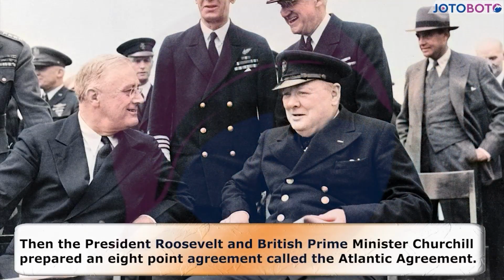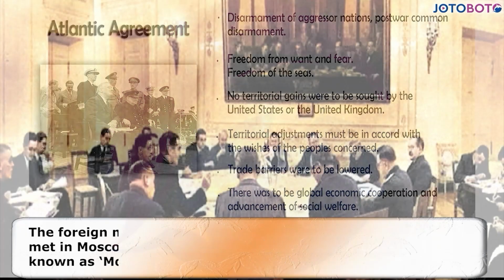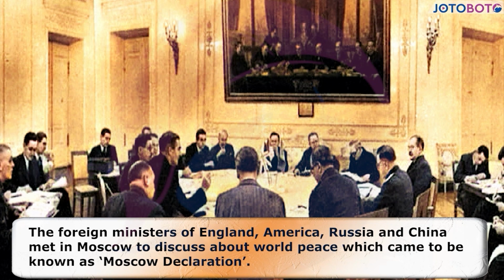President Roosevelt and British Prime Minister Churchill prepared an 8-point agreement called the Atlantic Agreement. The agreement covered further topics like social and economic welfare and disarmament. The foreign ministers of England, America, Russia, and China met in Moscow to discuss world peace, which came to be known as the Moscow Declaration.